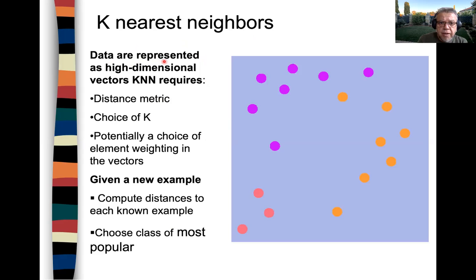So the data is represented as a high dimensional vector. For example, you have 3 classes here. This corresponds to French cities, this corresponds to Italian cities, and this corresponds to cities in Switzerland. But this is a feature space.